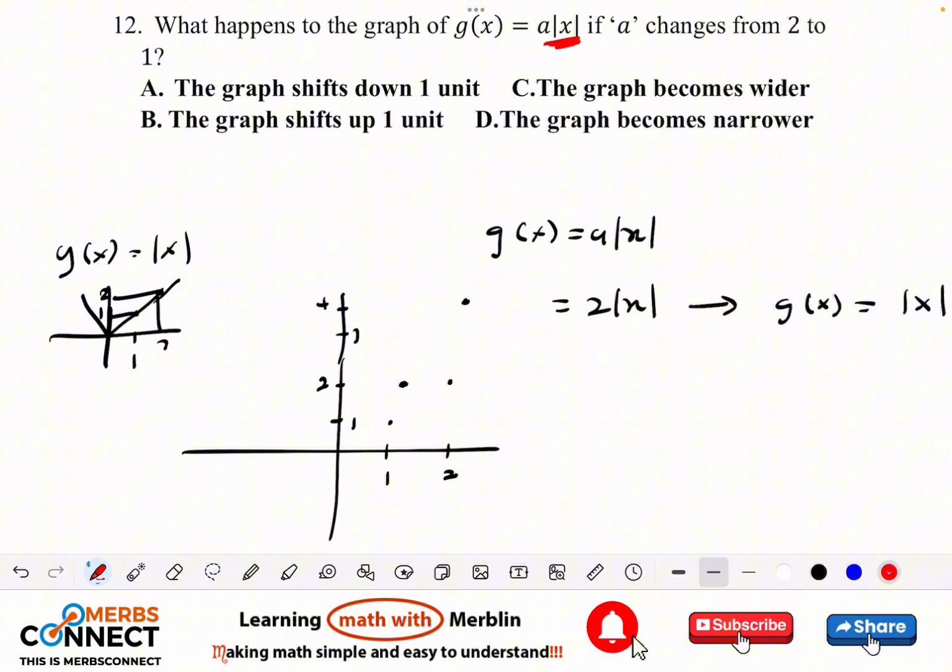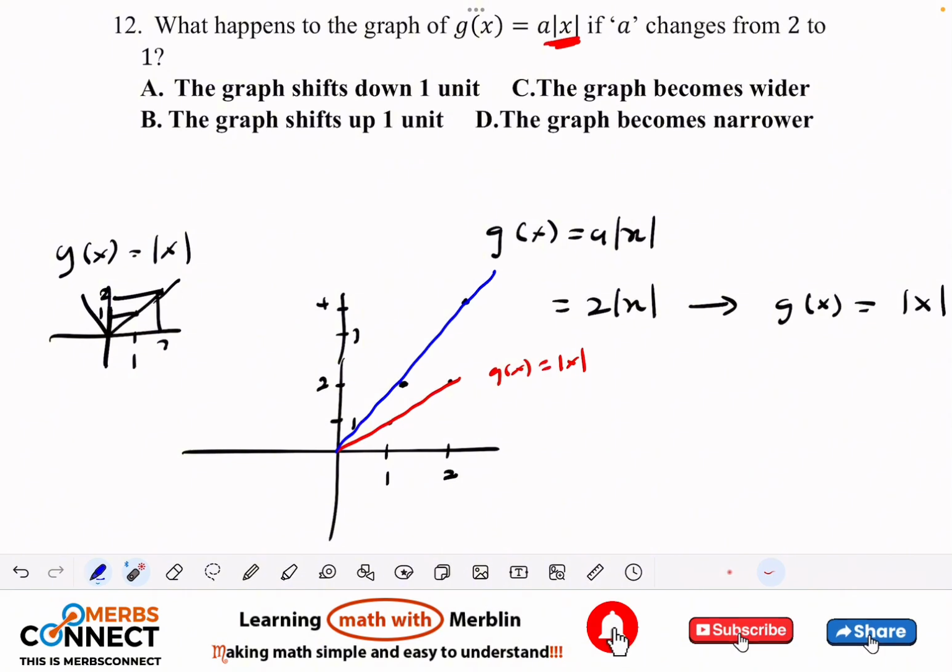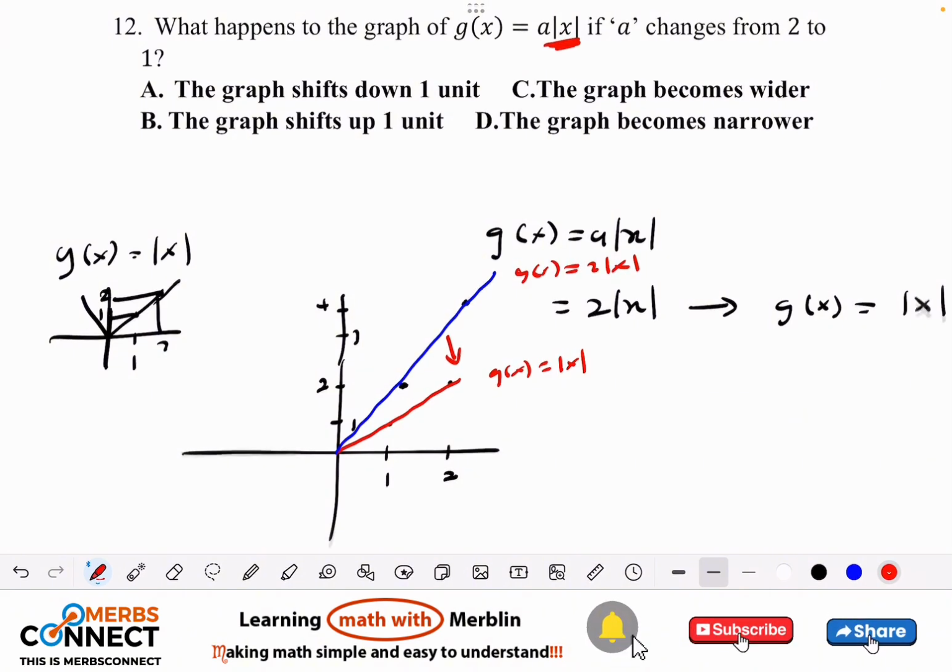So let me picture this graph here for you to see. You see that this graph is here. This is when g(x) is equal to the absolute value of x, right? That is when x is 1, y will be 1. X is 2, y will be 2. Then let's look at the other graph. This graph here is when this. So what can you see? This graph here is g(x) is equal to 2 times the absolute value of x. So when we are moving from this to this, the graph becomes wider.